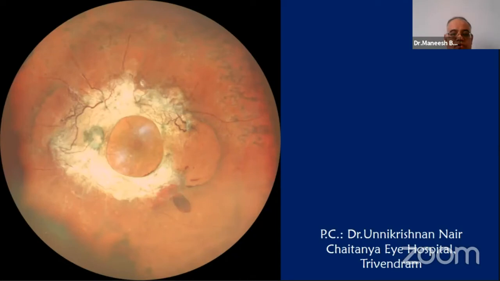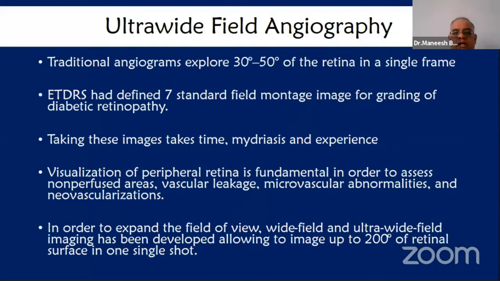This is a beautiful image taken with the Mirante system by Dr. Unnikrishnan Nair of Chaitanya Hospital, and it gives us an almost ora to ora view in a single shot. So this is the beauty of ultra-wide field angiography. Yeah, it will just take a minute. So sure.